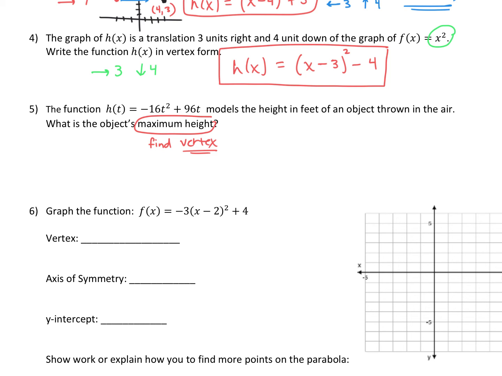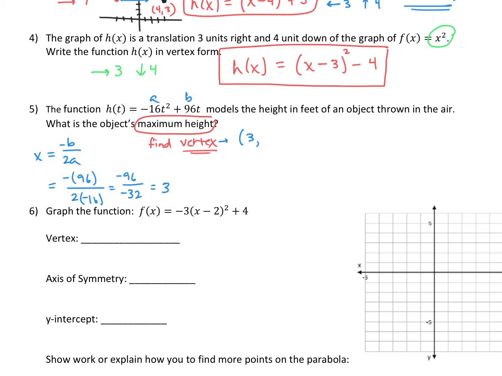We find our vertex from standard form using our little formula x equals negative b over 2a. So our b value is up here, there's b, here's a. So negative 96 over 2 times our a, which is negative 16. So that's a negative 96 over negative 32, which is a positive 3. So we have to find the vertex. We just found that the x value is 3.